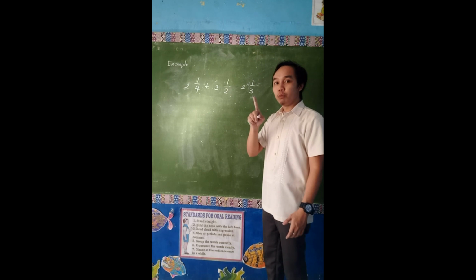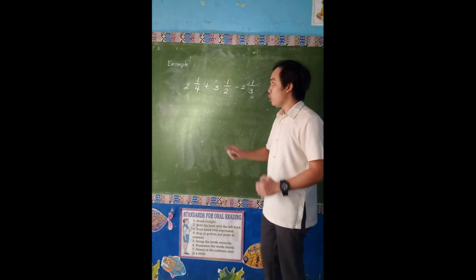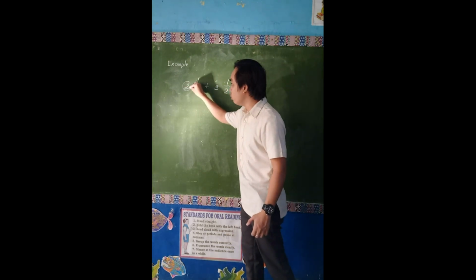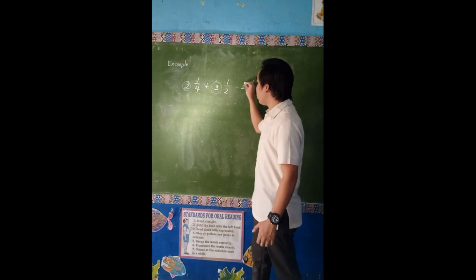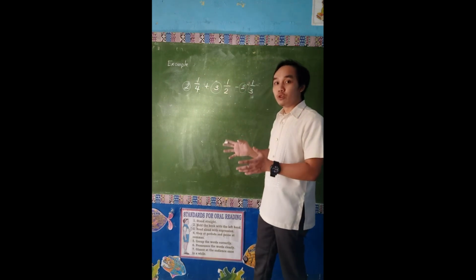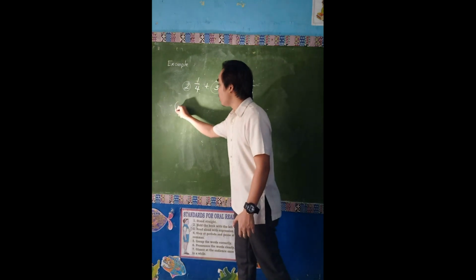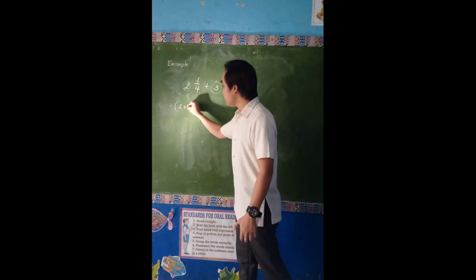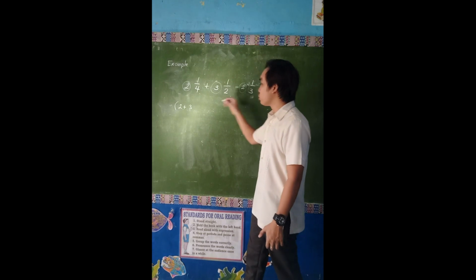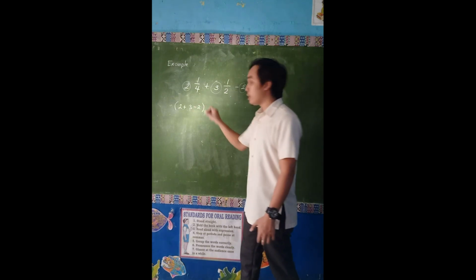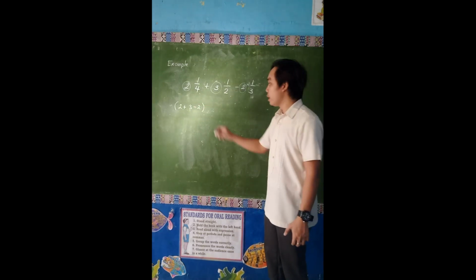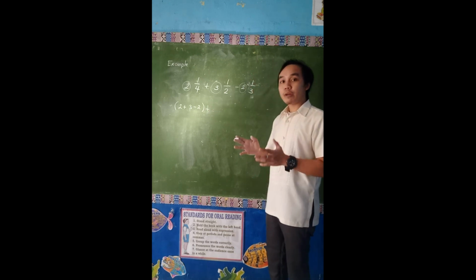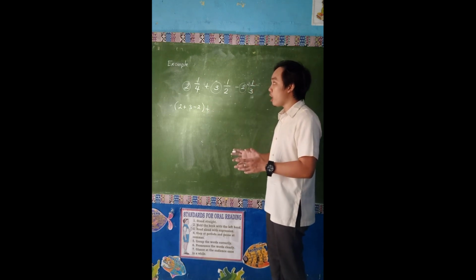So the first group is our whole numbers. We have 2, we have 3, and we have 2. So let us group them. Copy 2 with its operation, plus 3 minus 2. So that is our first group, to be added to our second group, which is our fractions.